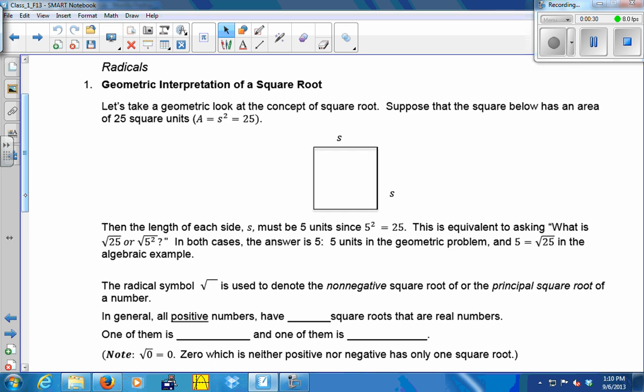So radicals, we're going to think about a geometric interpretation of the square root. Suppose that this square has an area of 25 square units. Then that means that the length of each side has to be 5, right? Because 5 squared is 25. So this is the equivalent of asking, what is the radical 25 or radical 5 squared? In both cases, the answer is 5. 5 units in the geometric problem and 5 in the algebraic problem.